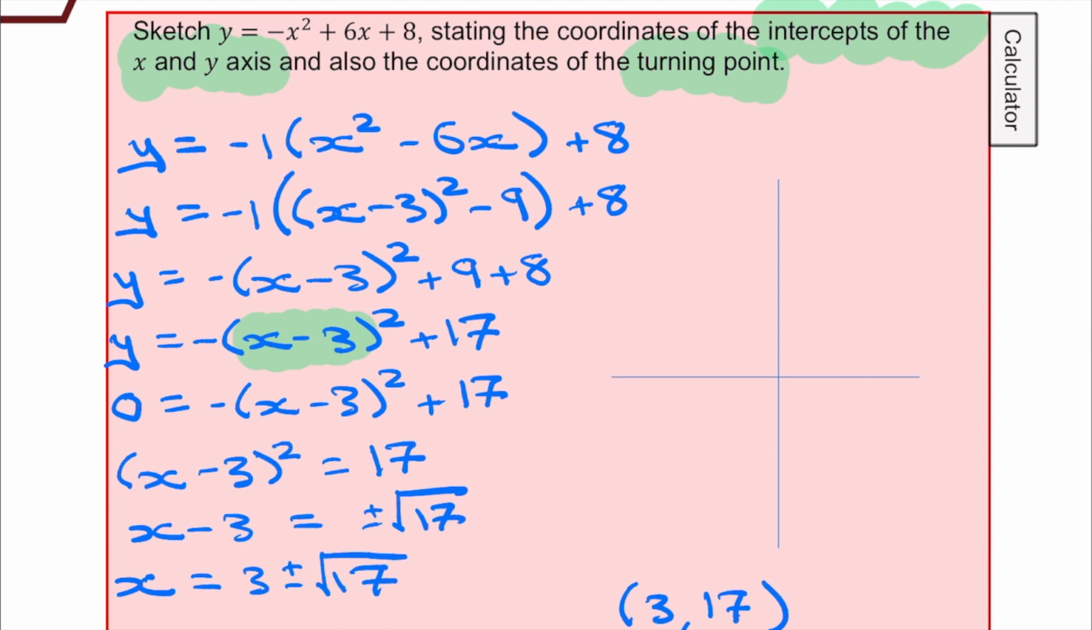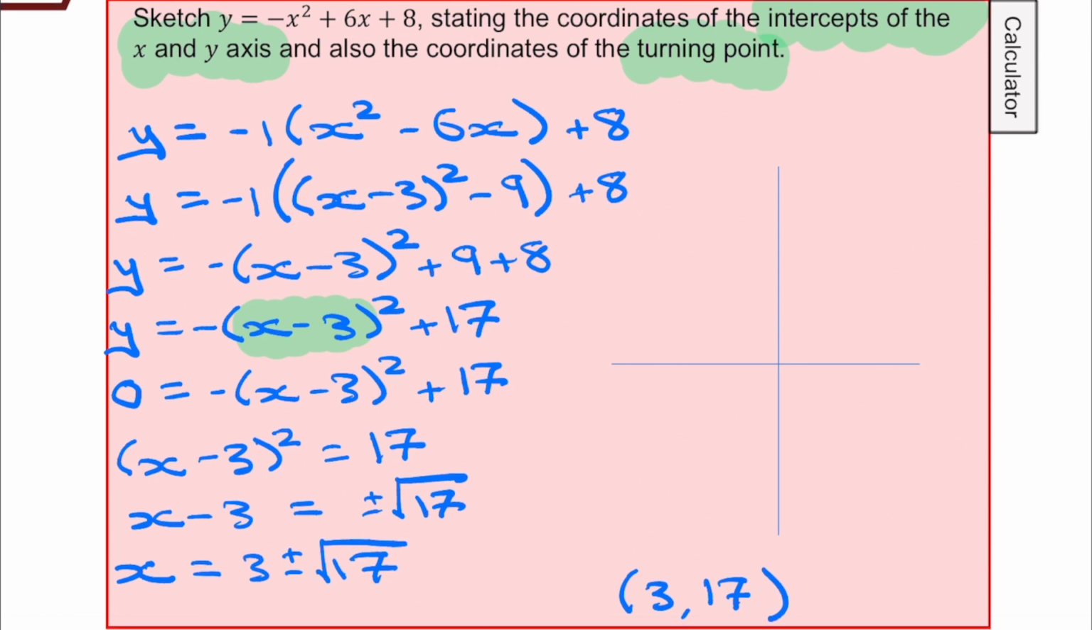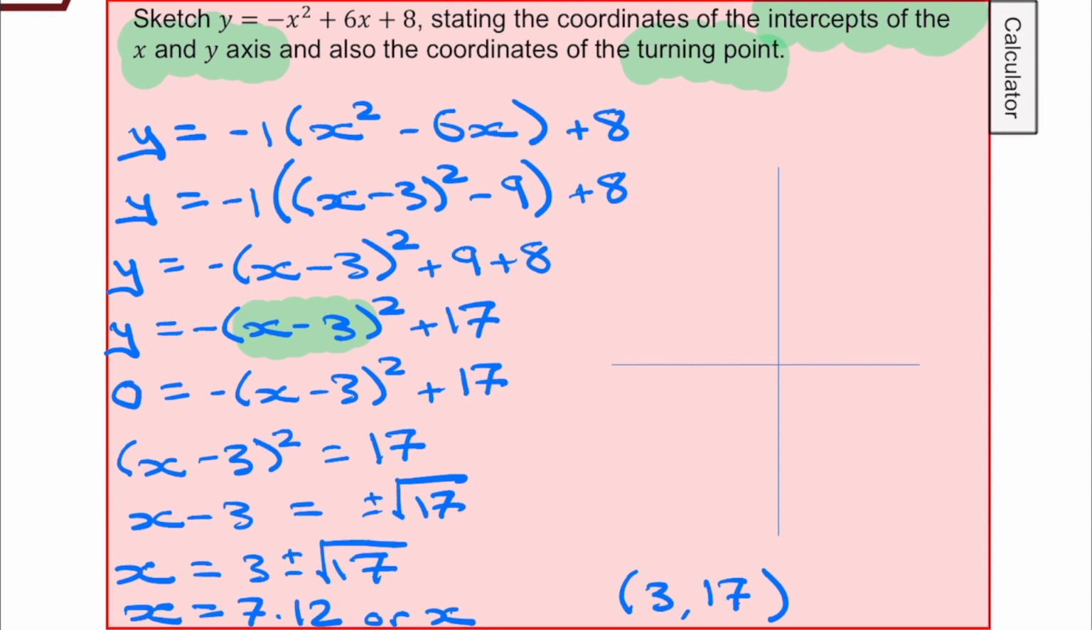Now, it's a good idea at this stage to check roughly what that number is on your calculator. You might be able to do it in your head, but it's a good idea to check it as well. 3 plus root 17 gives us, rounding it, 7.12. And then when we do it with the subtract sign instead, we get minus 1.12. So now we can mark these roughly on our set of axes. So minus 1.12, let's say that that's roughly there. And then we've also got positive 7.12, roughly over there.